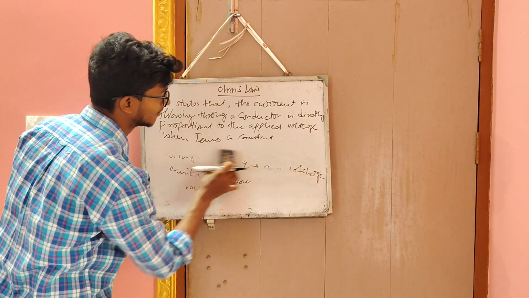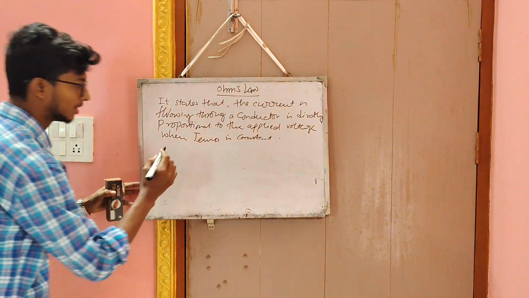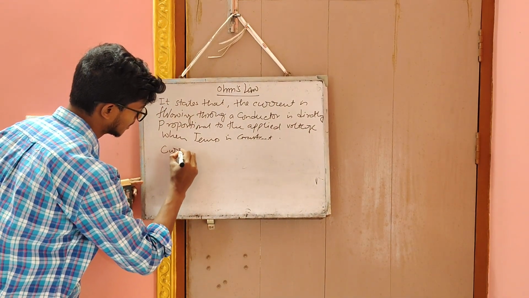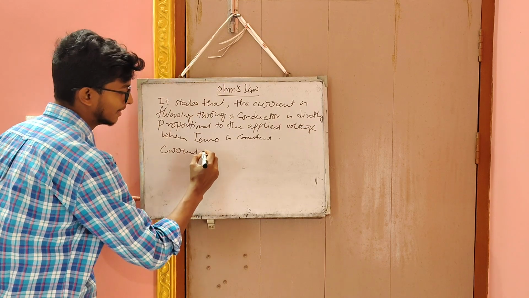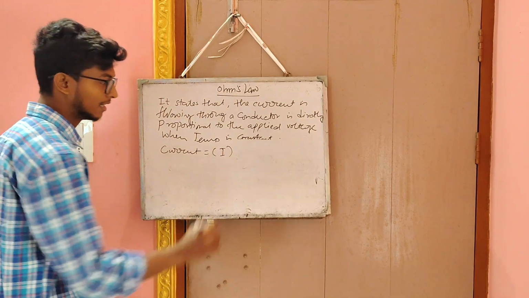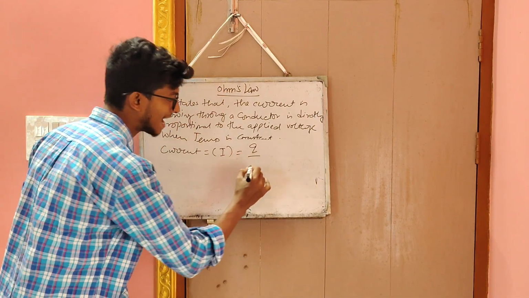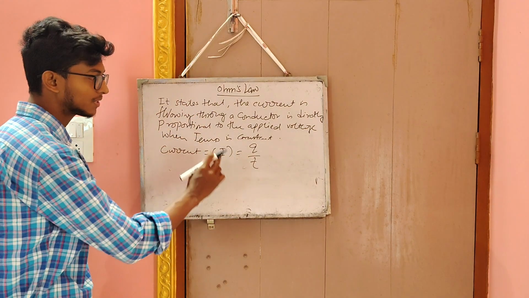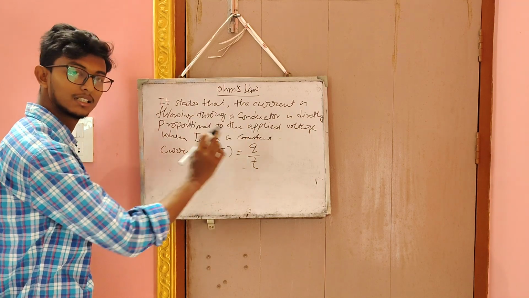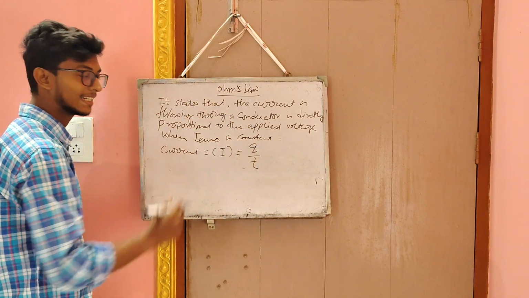Okay, next, what is current? Next we discuss current. Current is denoted by capital I. What is current? Amount of charge Q by time. The amount of charge flowing through a conductor in a unit time. Q is the amount of charge and T is the time.